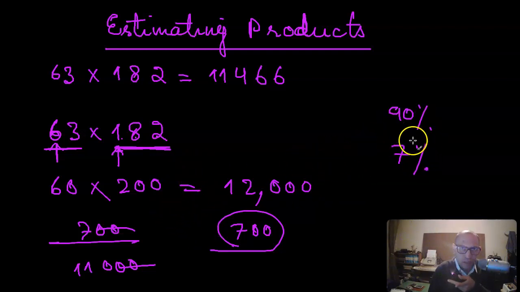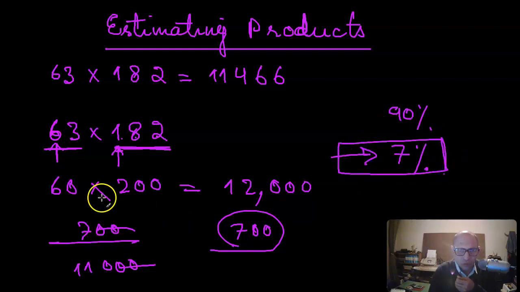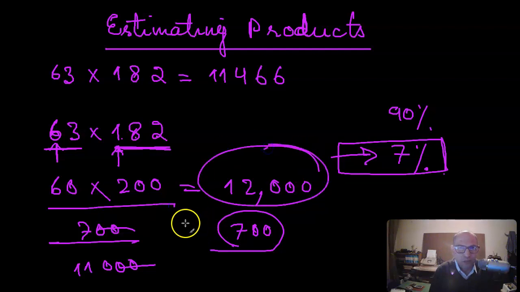So that shows that I need to go with this strategy, which is this one, which means that if the largest place value in your number is the tens place value, round to the tens place value. The largest place value here is the hundreds place value, round to the hundreds place value. And then do the calculation. And that's usually good enough an approximation, right?